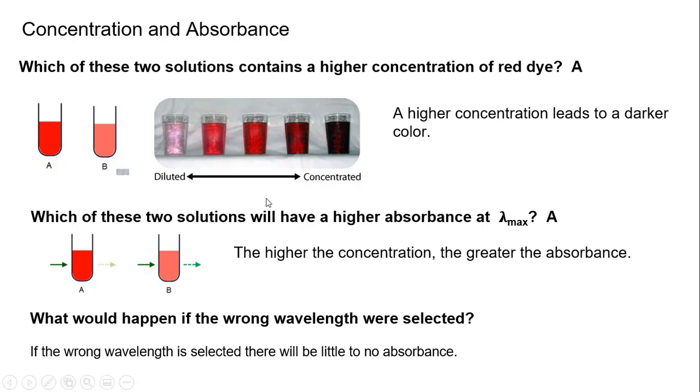What would happen if the wrong wavelength was selected? Nothing. You would get a 0 or a very small value. It would either absorb little or nothing at all. And these are numerical values that you would see on the spectrophotometer, so it would be very easy to tell that nothing is happening.